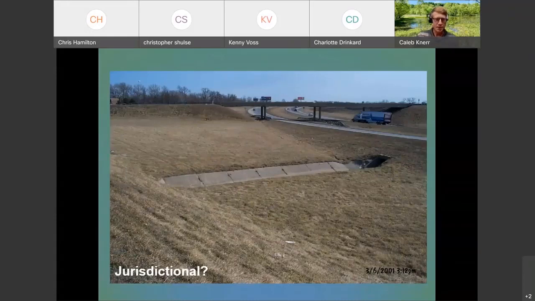Similarly, in this situation, there's a concrete line ditch, and this feature would likely be considered jurisdictional if it's an intermittent or perennial feature. And even though it does have concrete in the ditch, any work in those areas that satisfy those flow criteria would still require a permit.